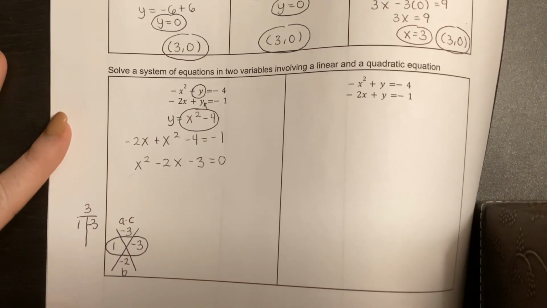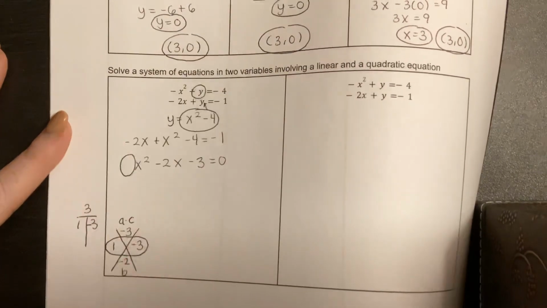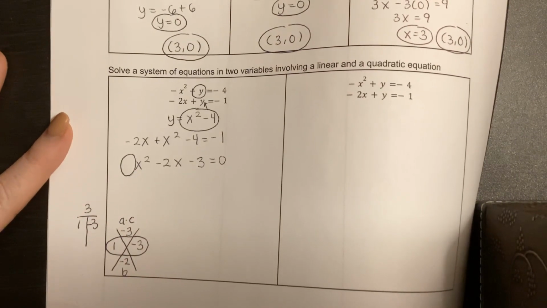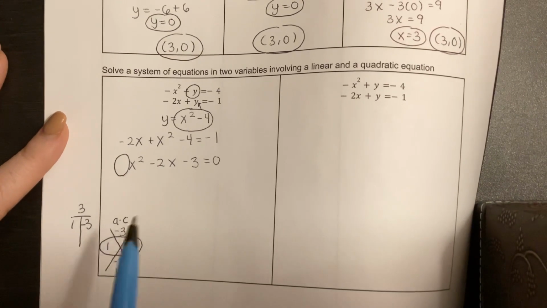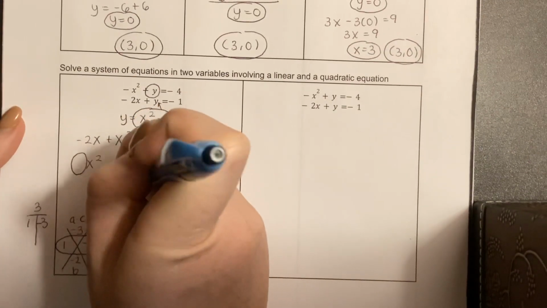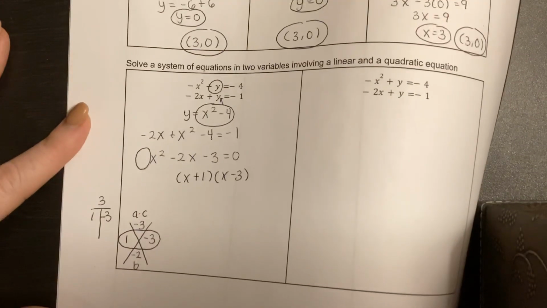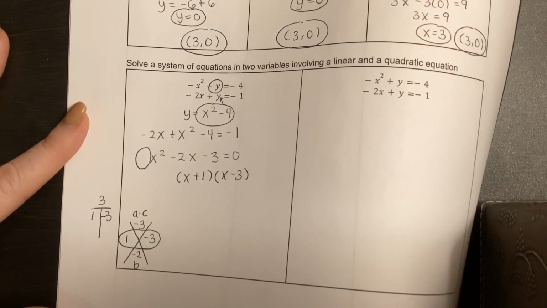Now, anytime your leading coefficient is a 1, so look right here, see how there's nothing here? That's like there's a 1 there. Anytime that happens, the factors you just got are the answer to your problem. So you can rewrite this whole trinomial as x plus 1, x minus 3. You just took those factors, +1 and -3.